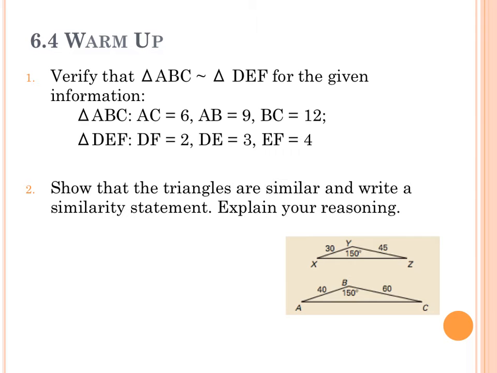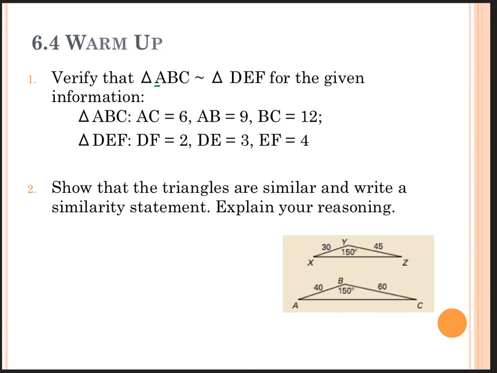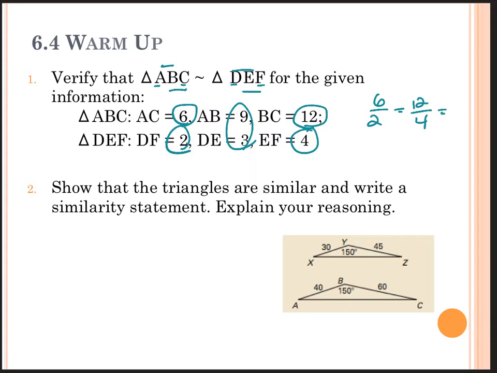All right, this says verify that triangle ABC is similar to DEF for the given information. So if that's the case, let's go in order. AC should match DF. AC, DF would be 6-2. And BC to EF, so 12-4. And AB to DE, which is these, 9-3.